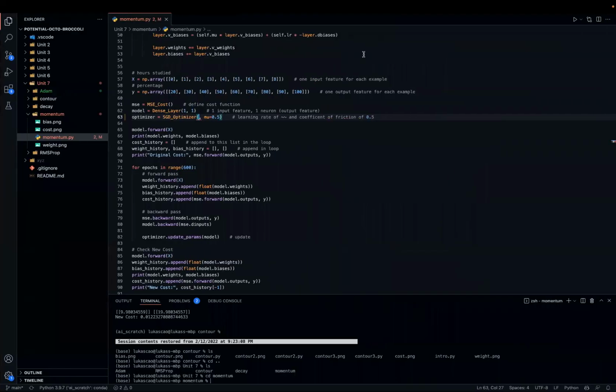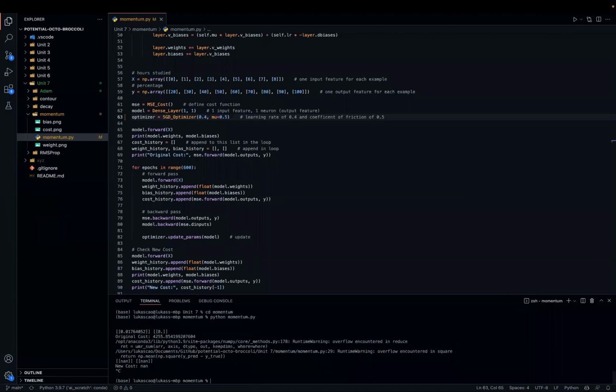So what's your next guess? Okay, that's reasonable. So what we have is a learning rate of 0.4 and the coefficient of friction is going to be 0.5.